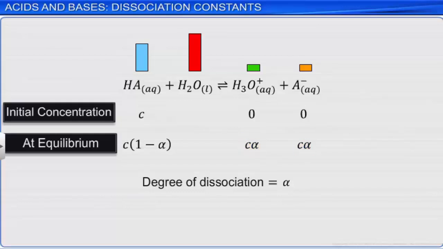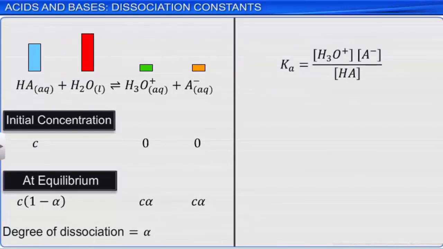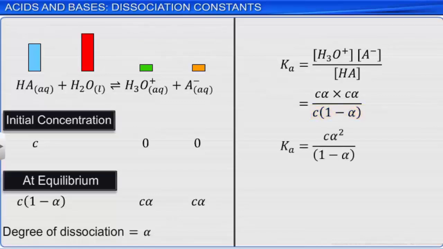The dissociation constant Ka for this dissociation equilibrium can be written as Ka is equal to the product of concentration of H3O+ and A- ions divided by concentration of HA. Substituting the equilibrium concentrations in this equation, we get C alpha multiplied by C alpha divided by C multiplied by 1 minus alpha. Thus, Ka becomes equal to C alpha squared divided by 1 minus alpha. This expression helps us in calculating the degree of dissociation of weak acids when the dissociation constant is known.